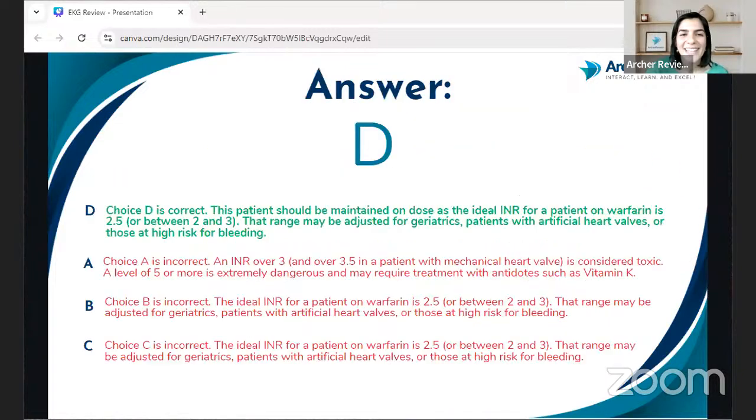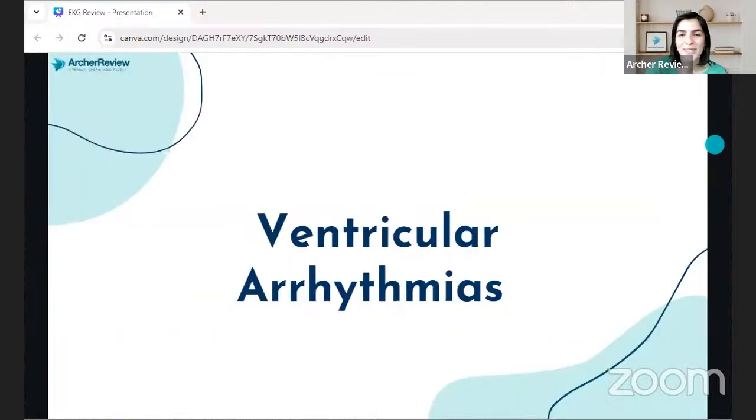Okay, so you guys are rock stars. D is exactly right. The therapeutic range for this INR is between 2 and 3, and so a 2.5 is right within that therapeutic range, so you don't have to make any dose adjustments at all. Awesome job, you guys. Great participation.